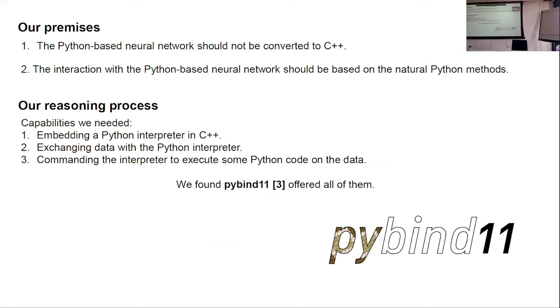The first was that we didn't want to convert the Python-based neural network to C++ code. We wanted to use it in Python. And also we wanted to interact with the neural network using Python methods, not C++ methods. So we thought that to implement that, we needed to be able to embed a Python interpreter in C++ or OpenFOAM.